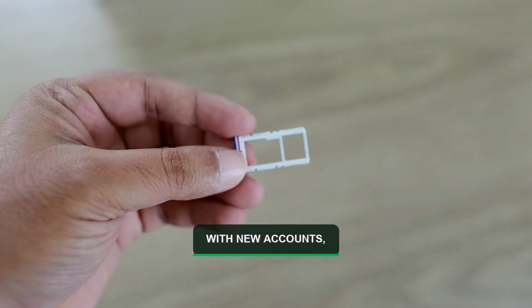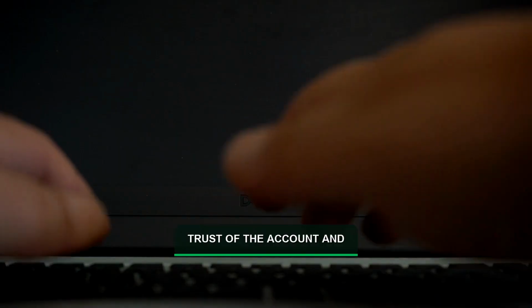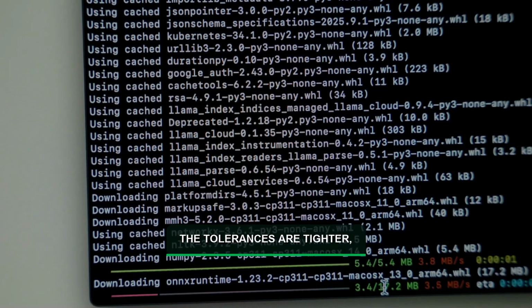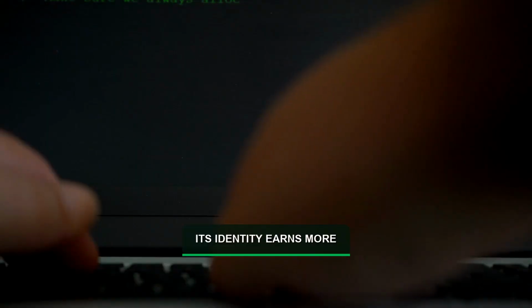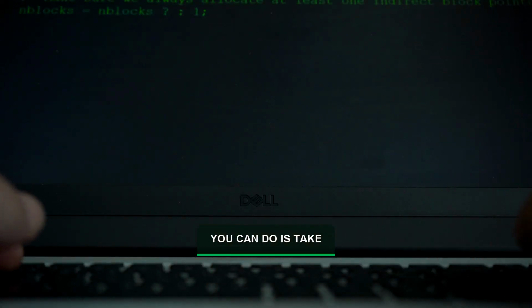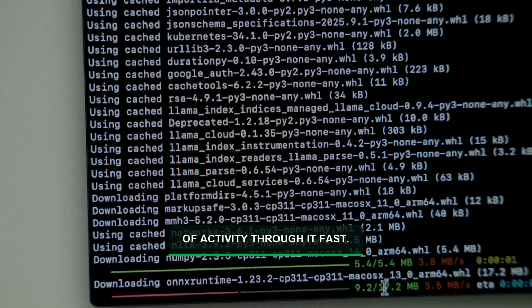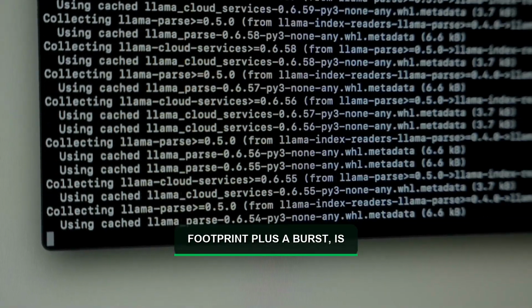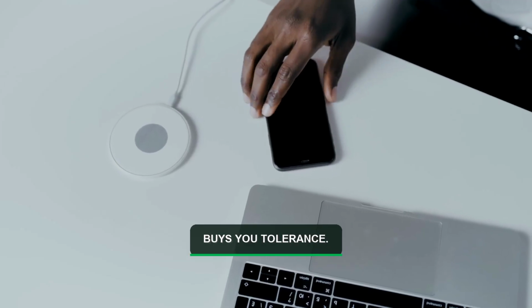There is an important wrinkle with new accounts, which is that they hit these limits harder and sooner, and it ties into the trust of the account and the IP underneath it. A brand new account has no track record, so Telegram is more conservative with it, and the tolerances are tighter, while an established account on a stable IP that matches its identity earns more headroom. So the worst thing you can do is take a fresh account on a shifting or suspicious connection and immediately push a lot of activity through it fast. That combination, no history plus a jumpy footprint plus a burst, is exactly what the system is most cautious about. So a solid, settled foundation quietly buys you tolerance.